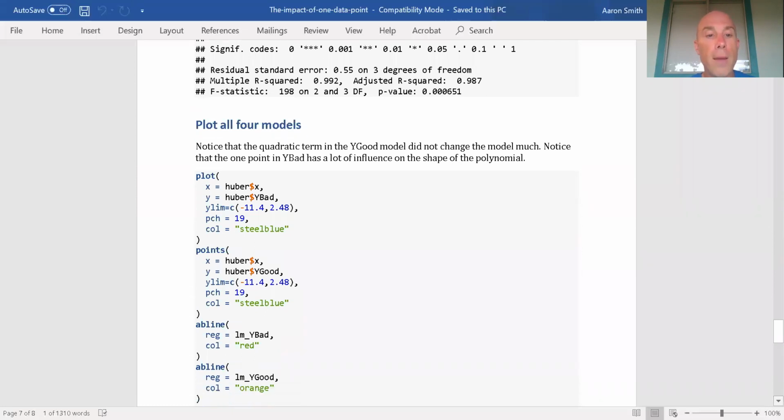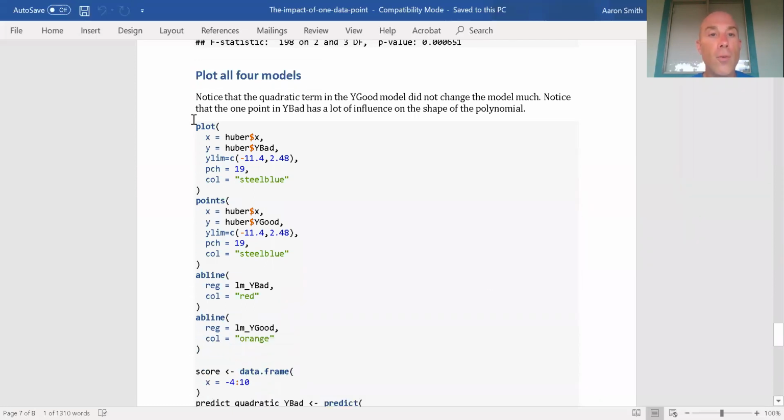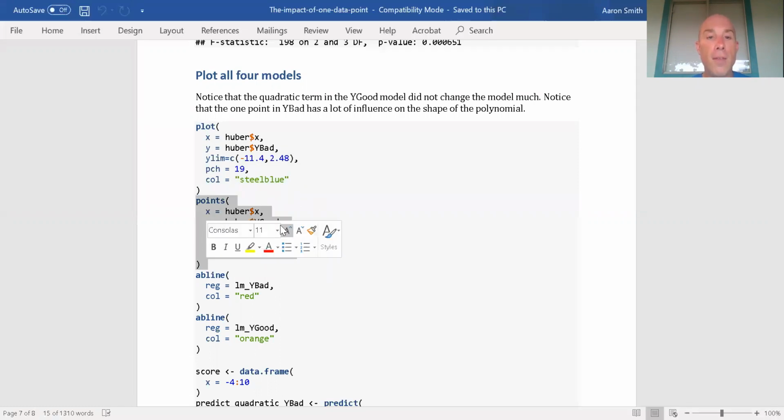All right, now let's go ahead and plot all four models. So here we plot the data. I use the plot to get the original y bad down, and then to get y good, to get that one data point that changed, I'm stacking this x and y data on top of this plot. It's the same data except that one point. So for everything except that one point, visually to me, it doesn't make a difference. I just see that additional point was put on there.